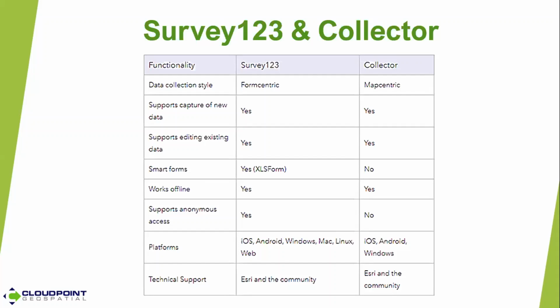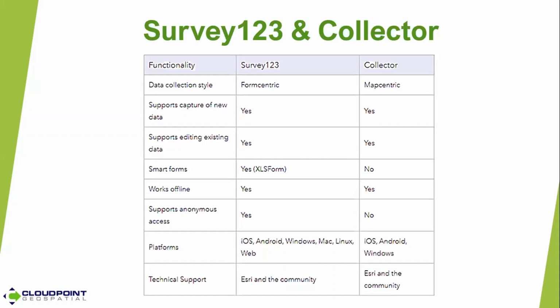Survey123 does support anonymous access. So for instance, we could create a survey form for the general public to use and submit data to us, whereas ArcGIS Collector requires an ArcGIS Online sign-in to be able to use, collect and edit data. They're both available on multiple different platforms, and technical support to varying degrees is available for both.